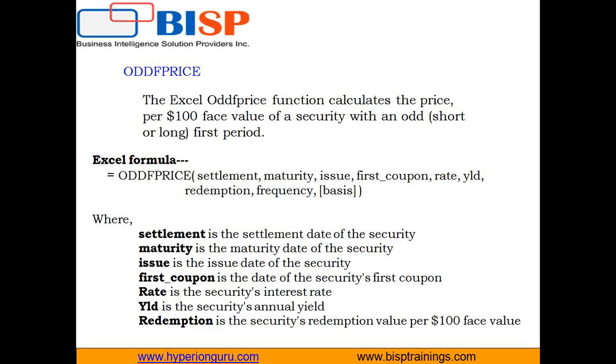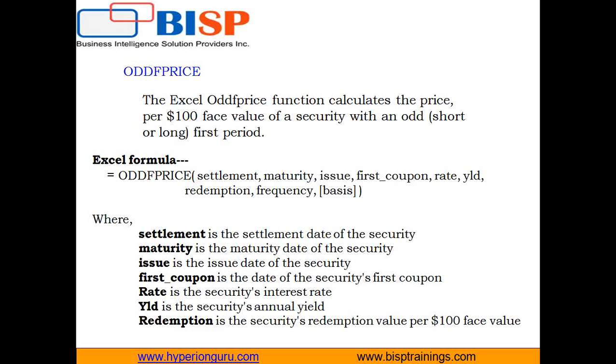In this video, I will show you how to calculate the price for a security that has an odd or unusual first period. The ODDFPRICE function requires 9 pieces of information. The first argument is the settlement date, that is the date that you take possession of the security. Next we have the maturity date, which is the date of the investment when all monies are due to you. Then the issue date, which is the date that the security was initiated, and again that can be different from the date you take possession of it.